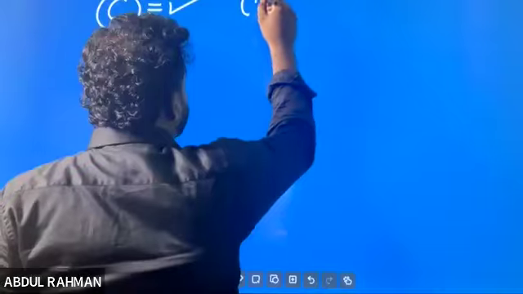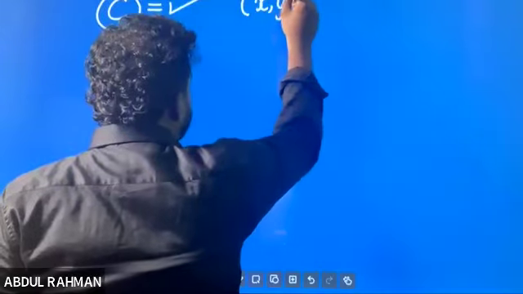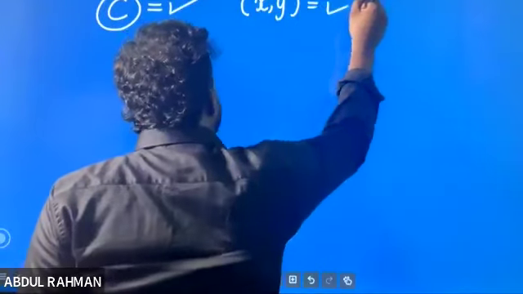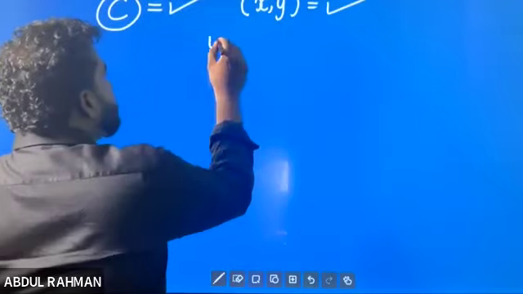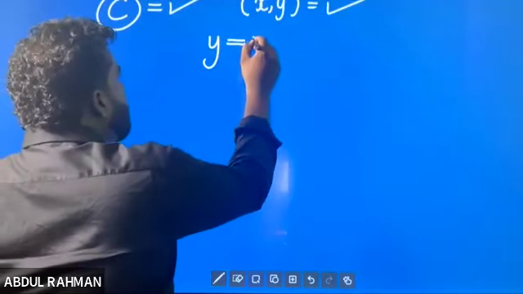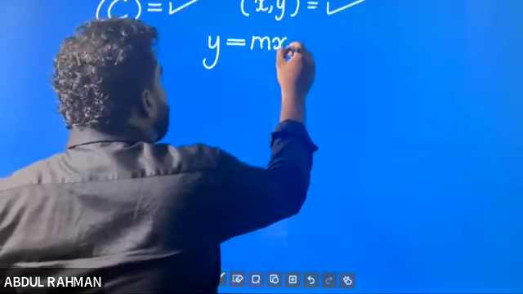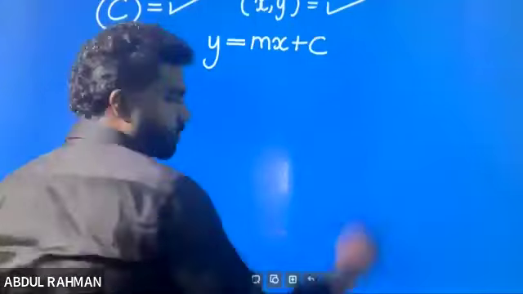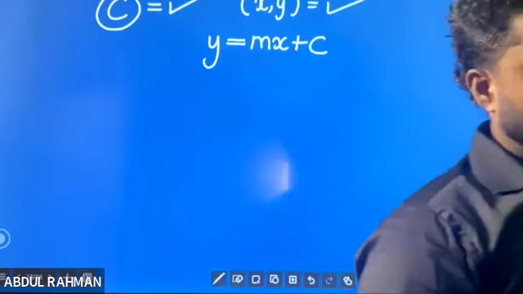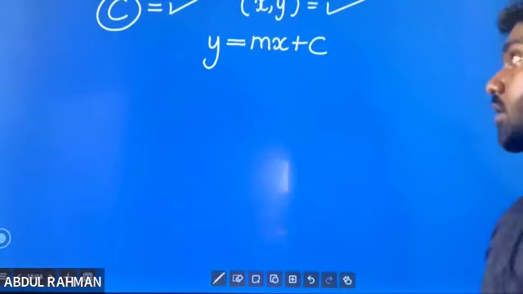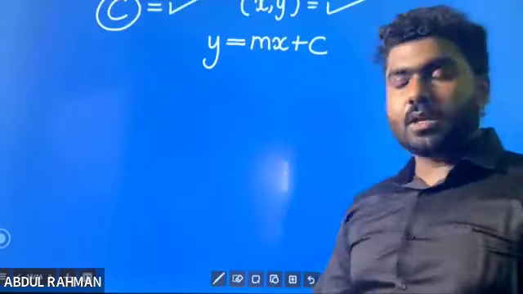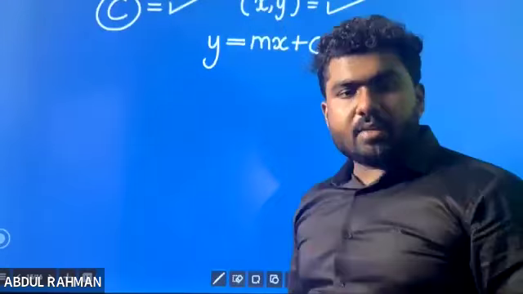Intercept will be given. Two coordinates won't be given. One coordinate will be given, x and y will be given, and they will ask you to find out the equation of the graph y equal mx plus c. Now look at the board. This is one way of asking a question. C will be given. One coordinate will be given.